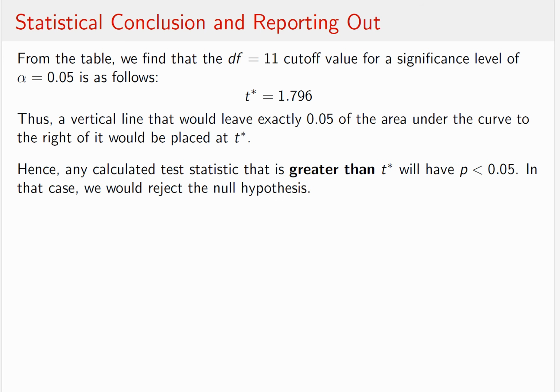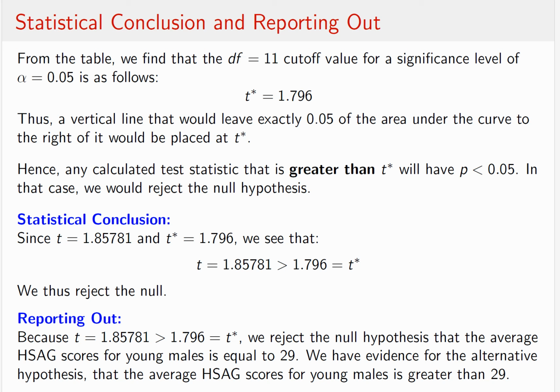All right, but we already calculated our test statistic T, right, which was 1.8571781, sorry, which is greater than 1.796. Since it's greater, we reject the null.